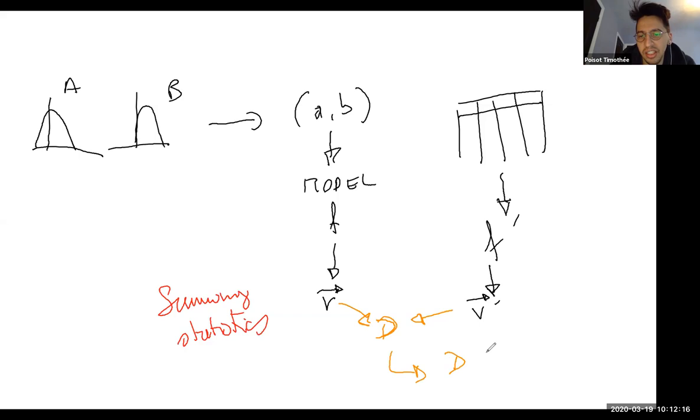The final test is the distance: is it smaller or equal to the distance rho? So the point is, because we are drawing multiple samples from this distribution, if they give summary statistics that are different from the summary statistics that we get from the model, we're going to be rejecting these samples. And this is what we call rejection sampling.